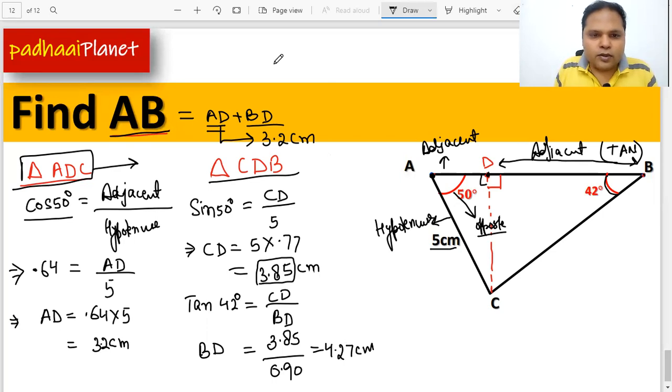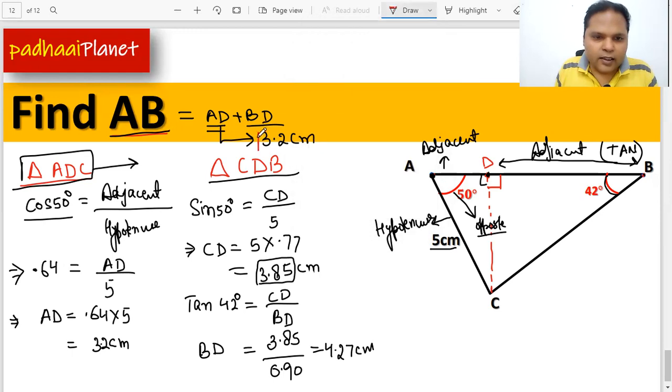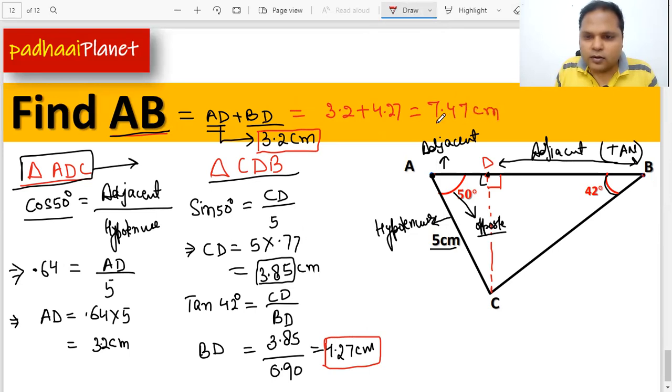So the important results of this question so far are that AD we have got 3.2, BD we have got 4.27, which means we can put these two values together and say that 3.2 plus 4.27 is equal to 7.47 centimeters. Now that's the final answer. This is what we have got from this, and this is our final answer.